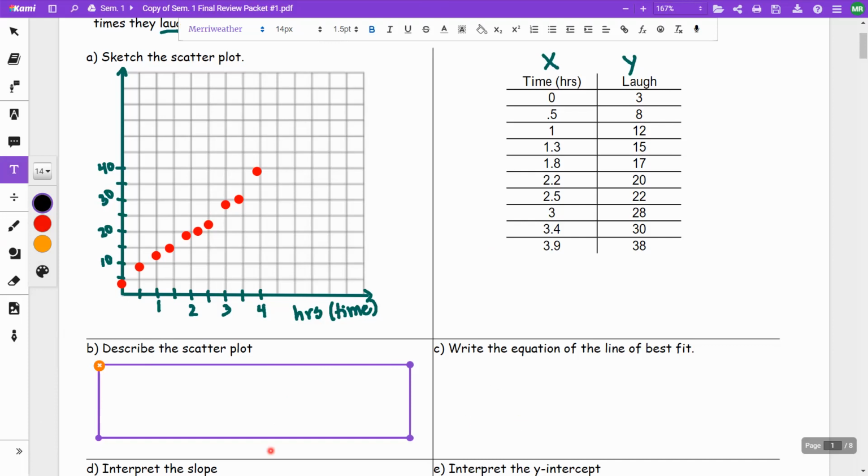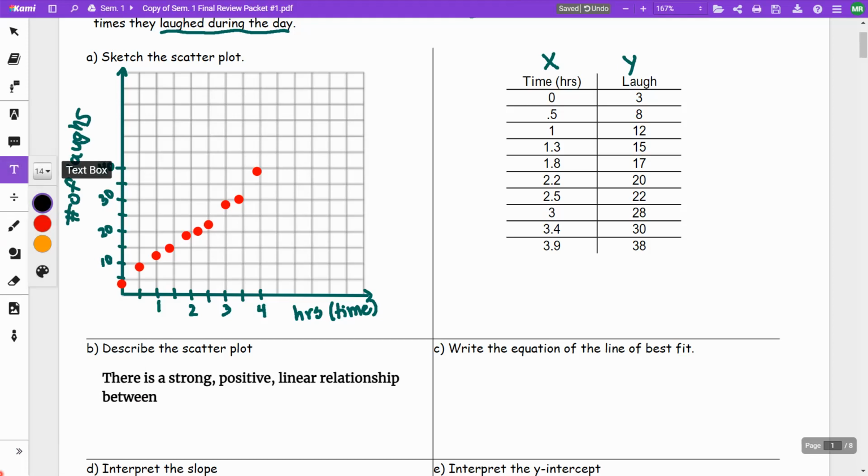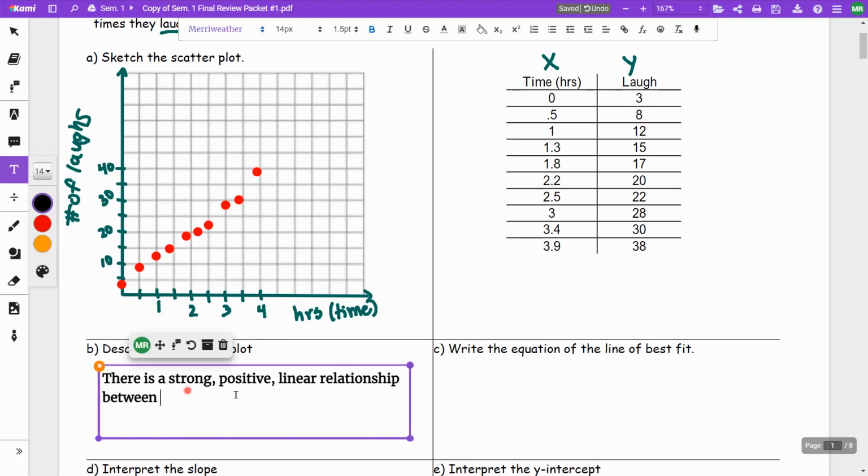So for this, I'm going to say there is a strong, positive, linear relationship between the X and the Y. So, oh, and I didn't label this side. This is going to be number of laughs. You always want to label your graph. Okay, so there is a strong positive linear relationship between our X and our Y.